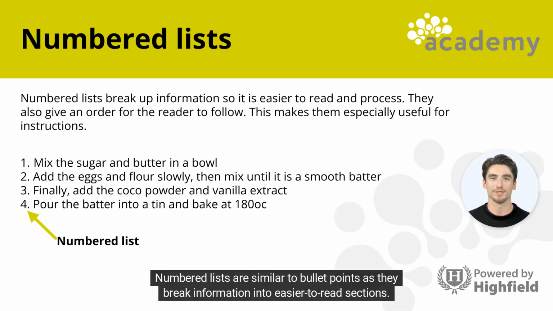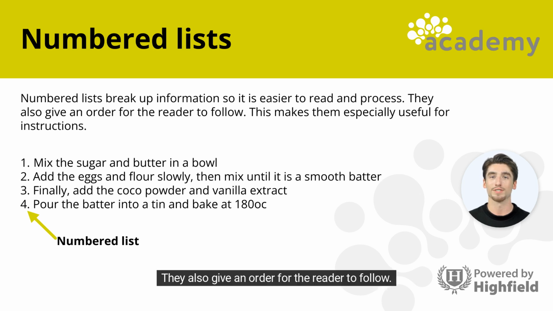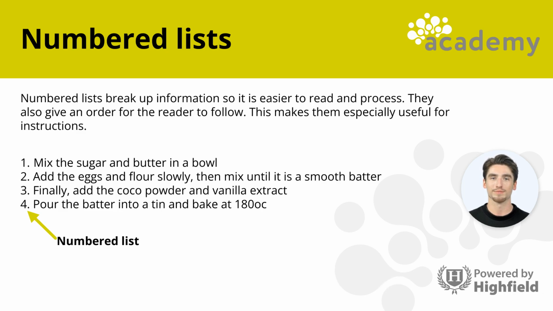Numbered lists are similar to bullet points, as they break information into easier-to-read sections. They also give an order for the reader to follow. This makes them especially useful for instructions.